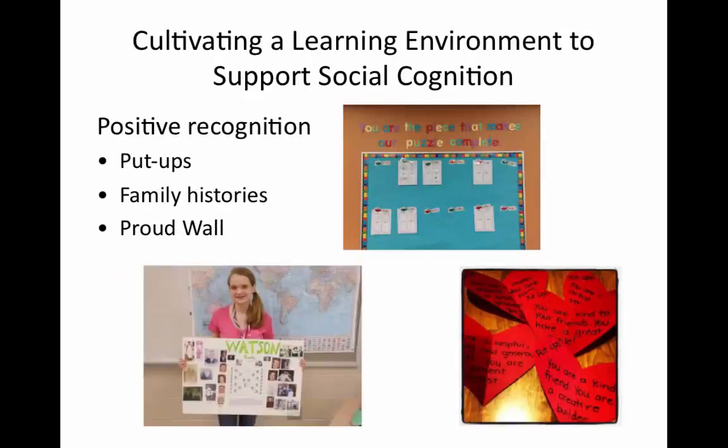Okay. Next, we have the idea of positive recognition to cultivate a learning environment that supports social cognition. And we have these three ideas here. Establishing this kind of supportive classroom environment really makes space for students with social challenges to work on their areas of weakness and take social risks without the fear of rejection or humiliation, which is particularly important when thinking about the construct of social cognition in general.